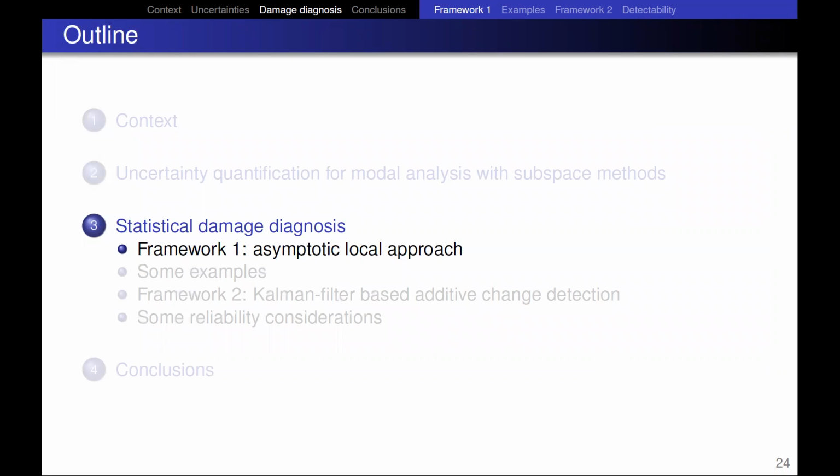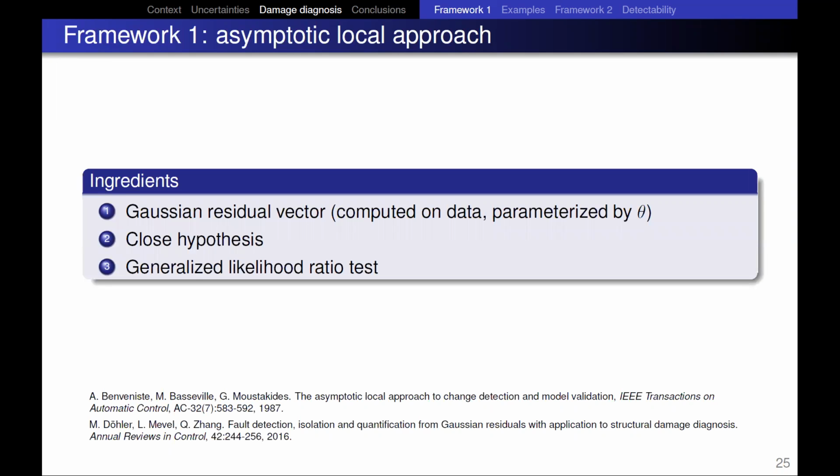For that, we have two statistical frameworks that I want to present. The first one is quite an old framework that we have had in the team for many years now, called the asymptotic local approach. For that damage diagnosis framework, we start with a Gaussian residual vector that is computed on the data and parameterized with our system parameter. Then, to decide about the current state, we assume closed hypotheses and make a generalized likelihood ratio test to determine the change in the system.